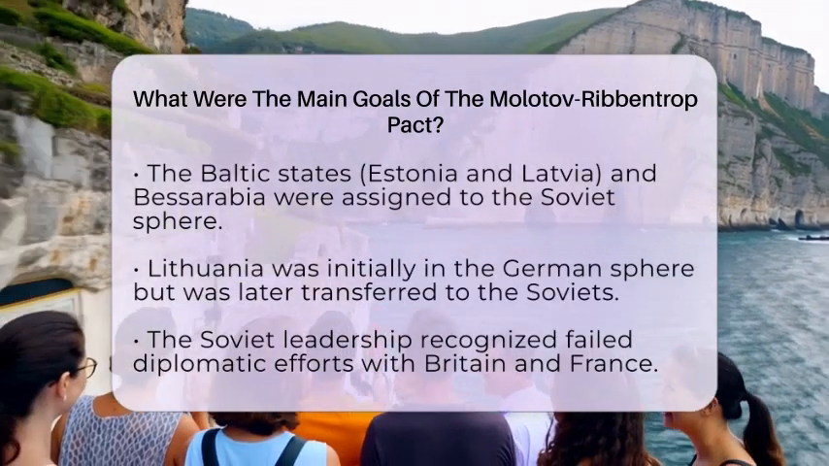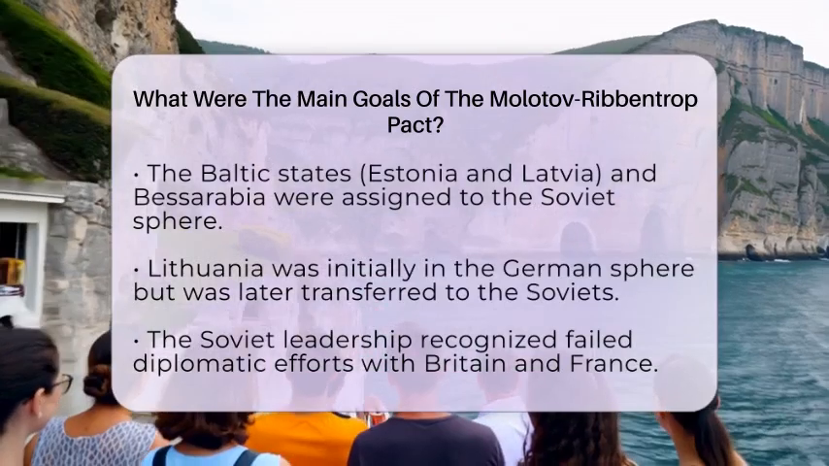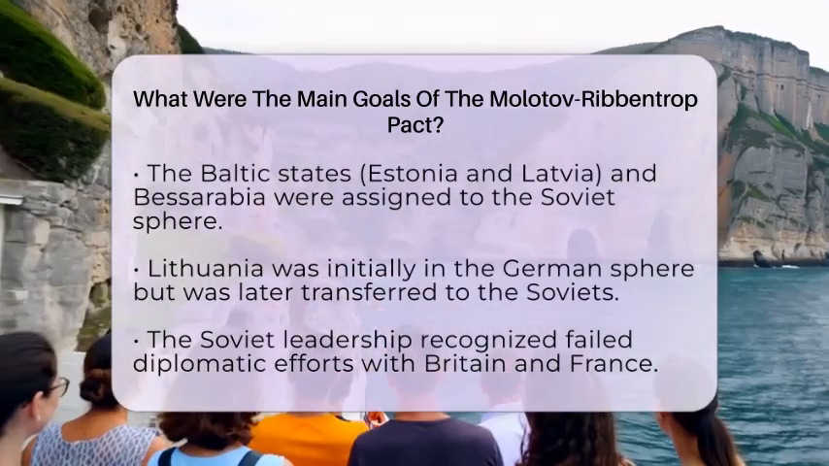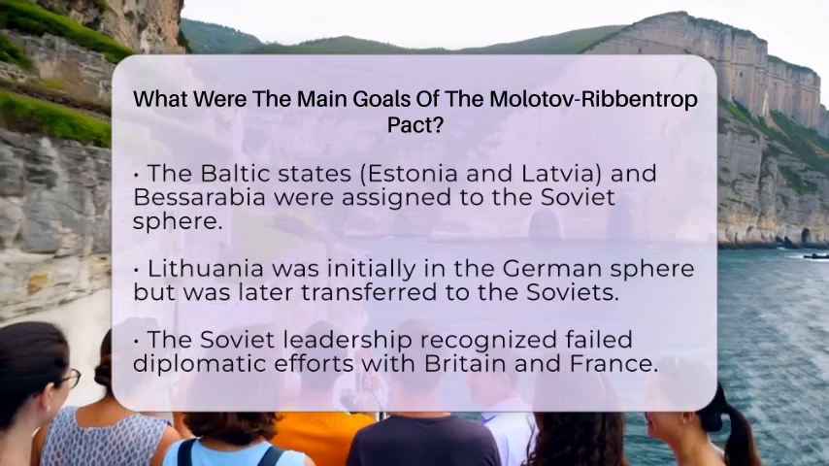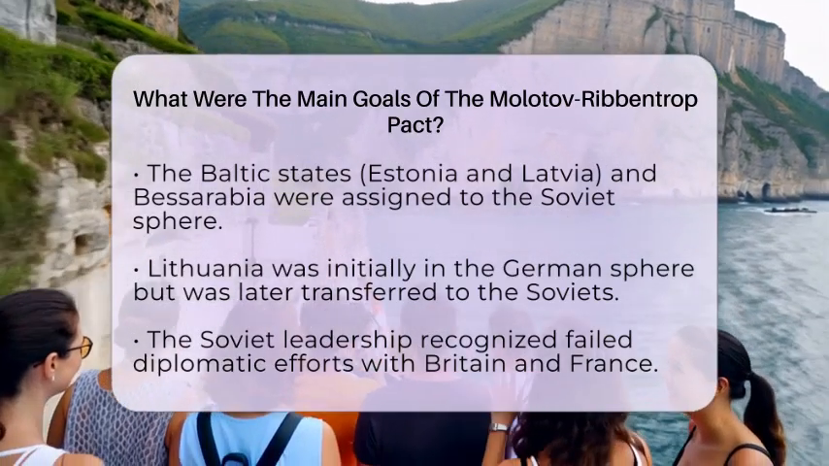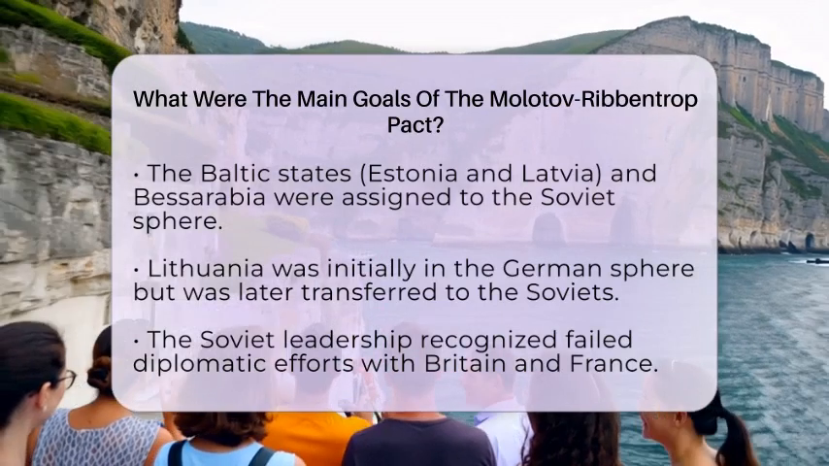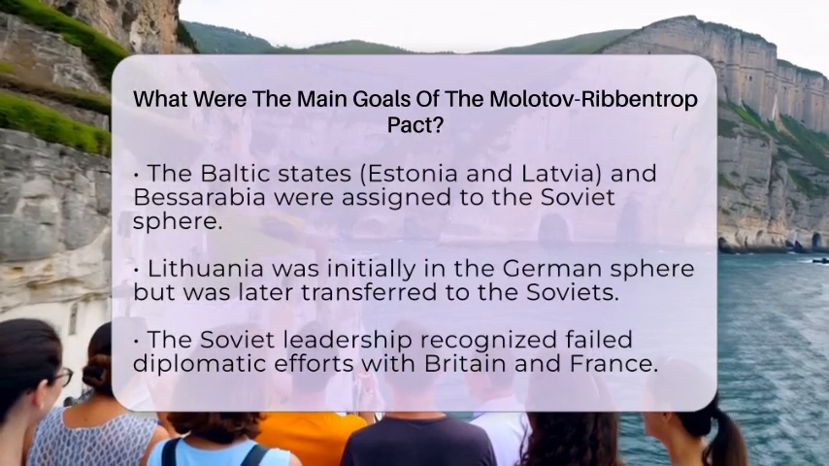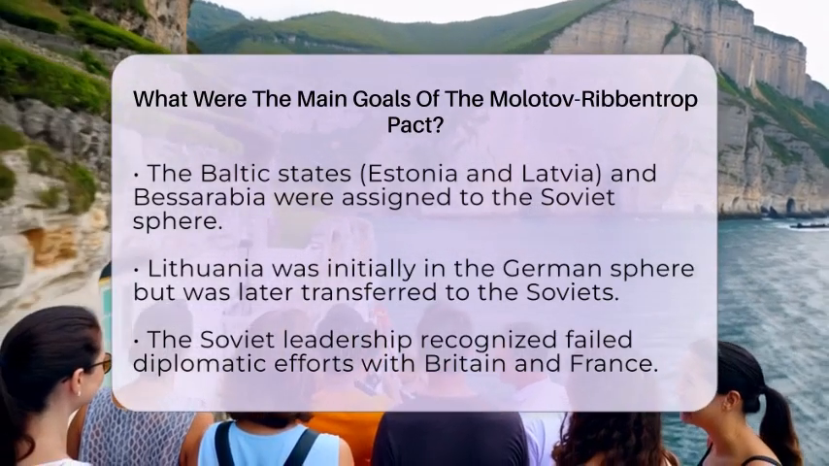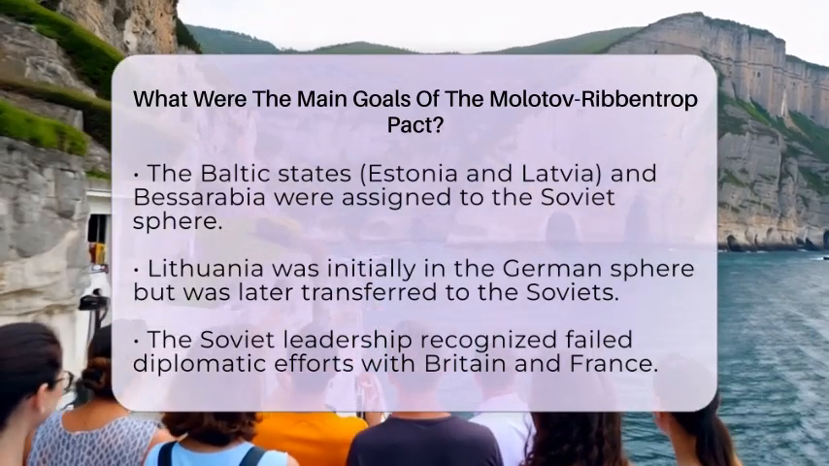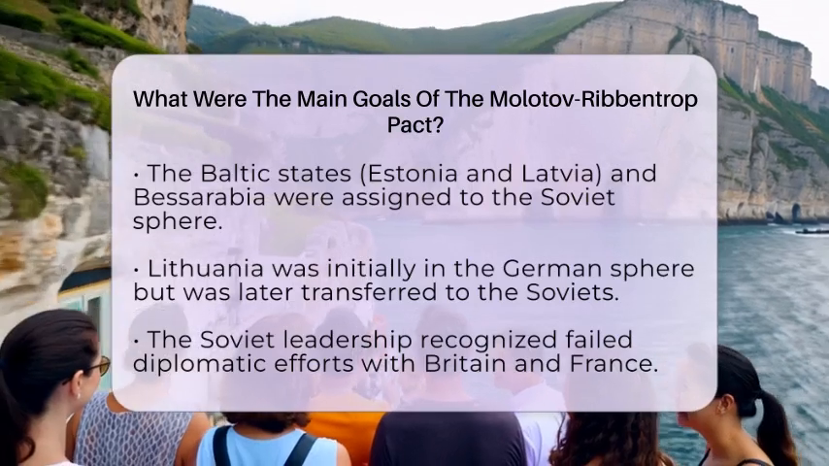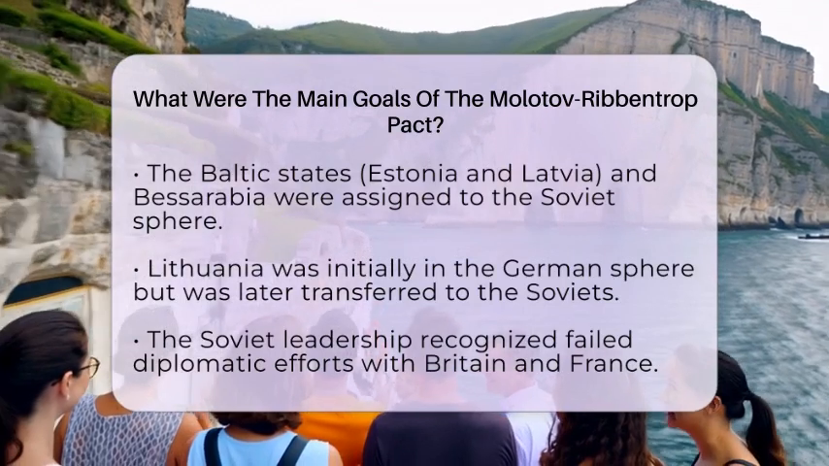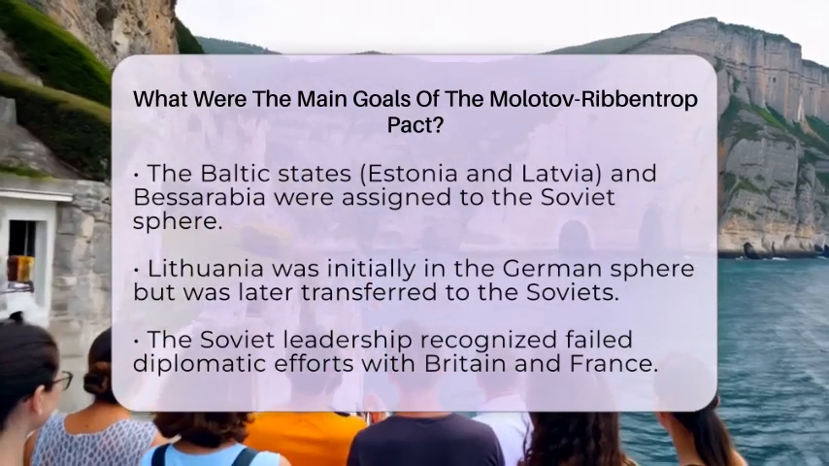The Soviet Union's leadership recognized that their diplomatic efforts with Britain and France had failed. The pact was a pragmatic move to protect Soviet interests. Stalin and Vyacheslav Molotov understood that major powers held anti-communist sentiments. Thus, the agreement was a way to secure Soviet borders and gain time to build military strength while increasing international influence. Despite the ideological differences between Nazi Germany and the Soviet Union, the pact represented a temporary alliance of convenience.